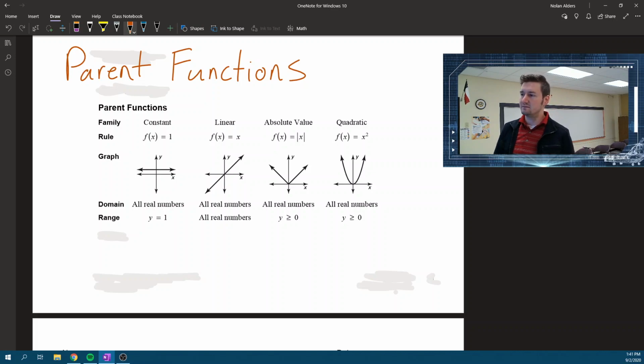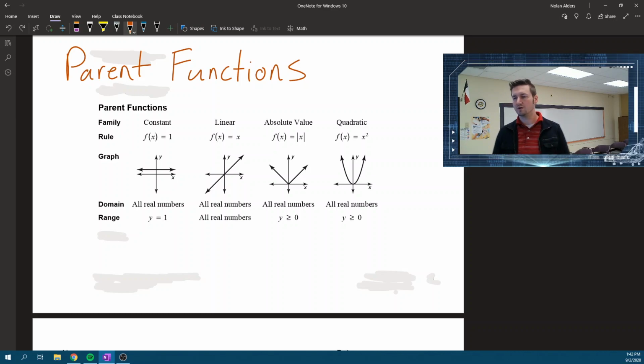Our linear function, f of x equals x, so we're replacing the 1 with an x. Our absolute value function will be f of x equals the absolute value of x. So that's what those little bars mean right here. The little bars mean absolute value. Okay? And then our quadratic function is going to be f of x equals x squared. So remember, quadratic is something squared. All right, so think about that, x squared for your quadratics.